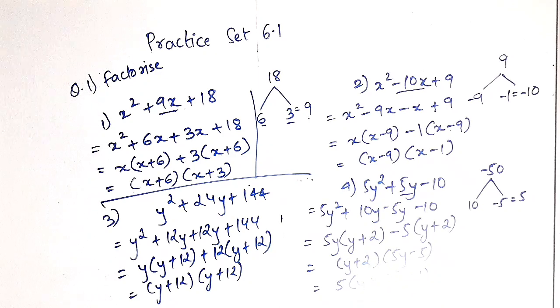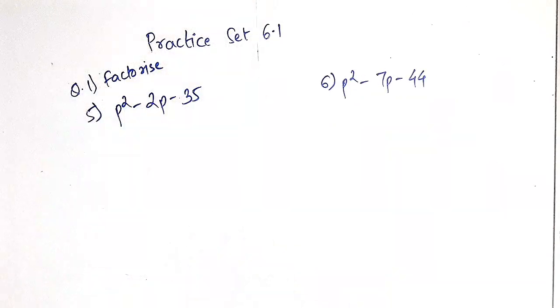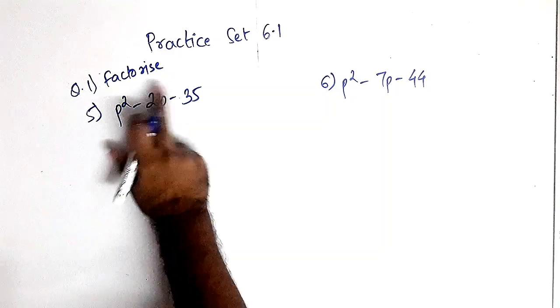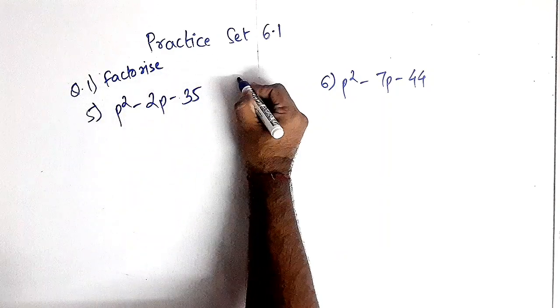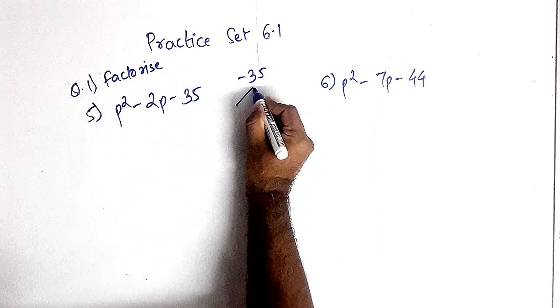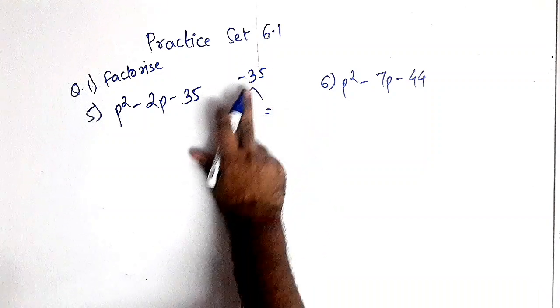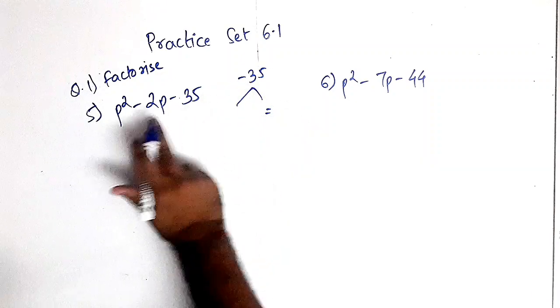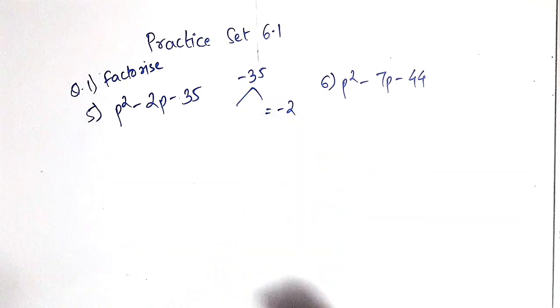Clear? So let us move on to the fifth one. The fifth one is p square minus 2p minus 35. So you can see here it is 1 into 35, I'll write minus 35. So factors of 35 such that I want minus 2 as the addition.